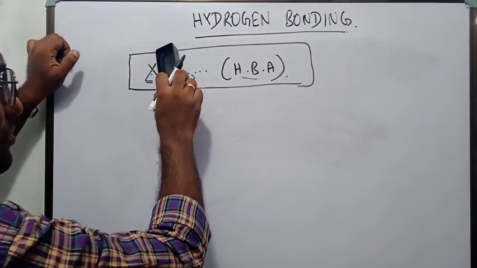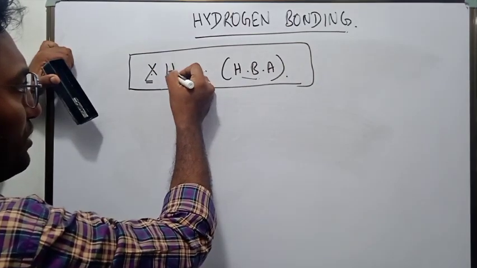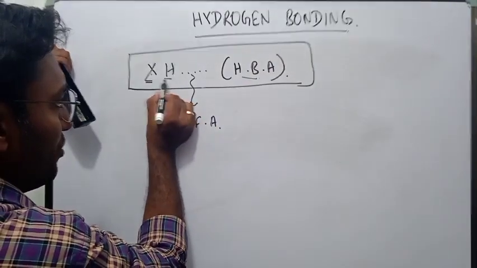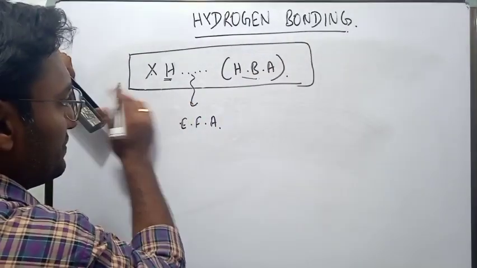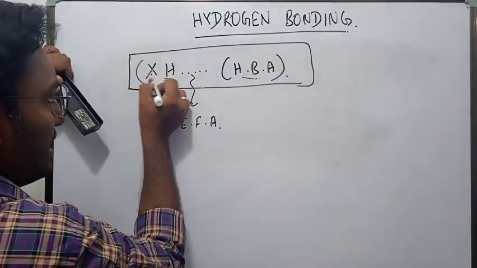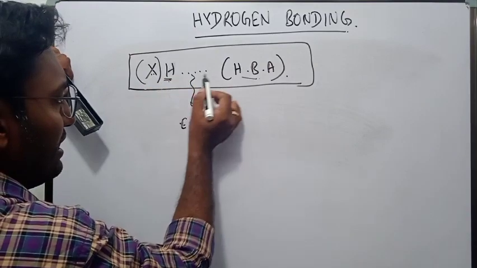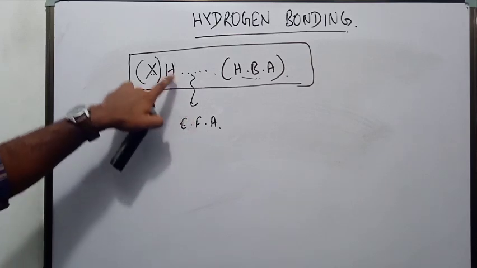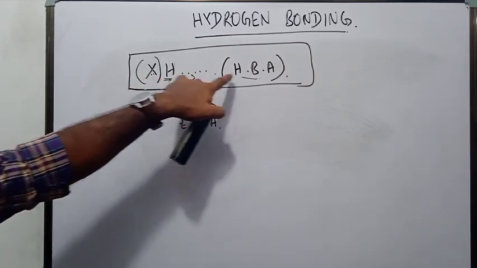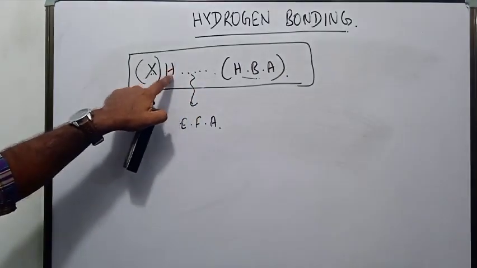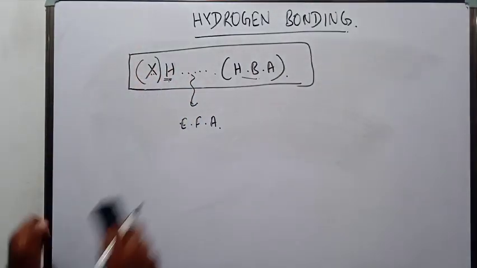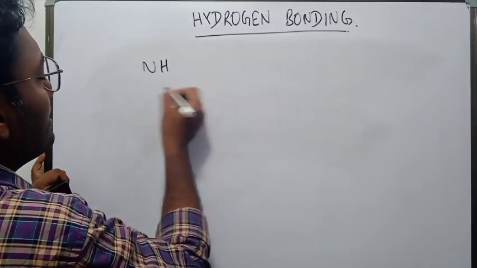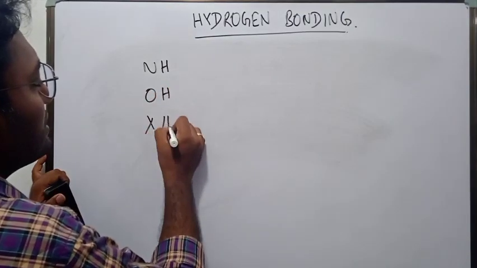Fine. What is hydrogen bond? What is hydrogen bonding? Hydrogen bonding is the electrostatic force of attraction that exists between hydrogen atom which is covalently attached to electronegative atom and a hydrogen bond acceptor. So it's an electrostatic force of attraction between these two, right? Hydrogen and hydrogen bond acceptor, provided hydrogen is attached to electronegative atom. So that is hydrogen bonding. As I told you, compounds that are having NH, OH, right, XH, they will show hydrogen bonding.